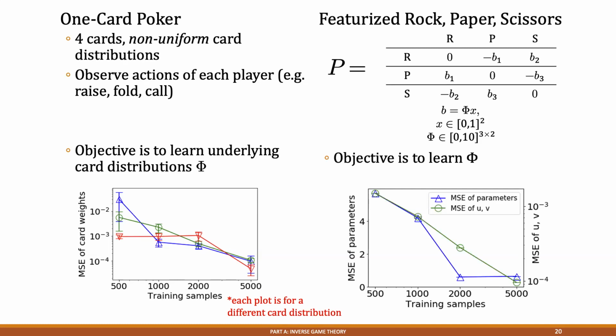Now on the right, I have this featurized version. It reads featurized rock, paper, scissors, over there. And here is the case where you have a function of side information as your utilities, right? And we assume this to be a linear function, right? So our goal is now to learn this linear mapping phi. And you can see again on the bottom right that we are able to learn this pretty well when we have enough training samples. When you have very few, then everything is kind of off. And that's expected when you don't have a lot of training data.